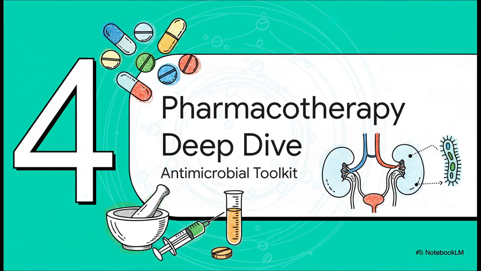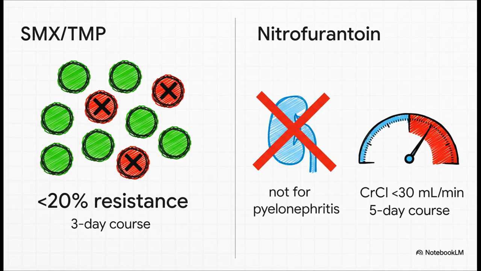Let's really get into the nuts and bolts of the drugs we use. This is our toolkit, and as a pharmacist, you have to know these agents like the back of your hand. So let's start with our two workhorses for simple UTIs. For SMX/TMP, that 20% resistance number is a hard line in the sand.